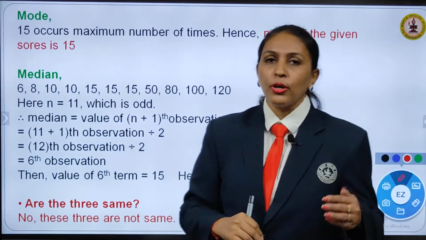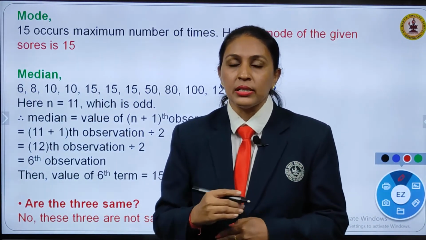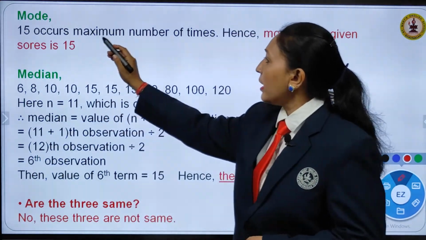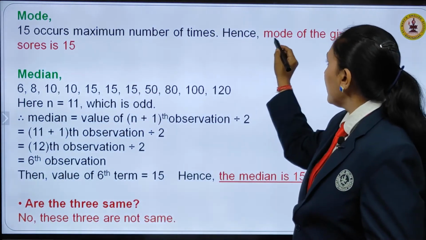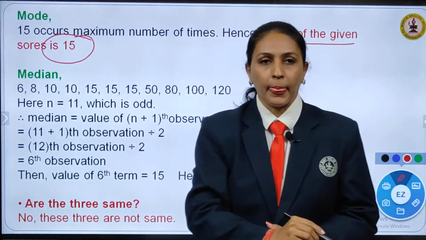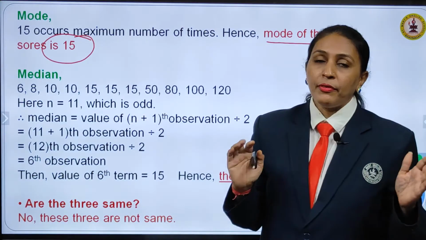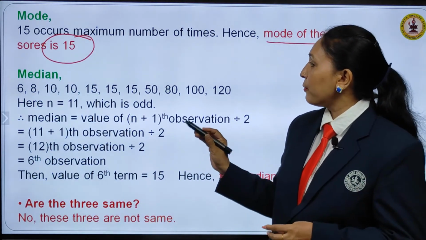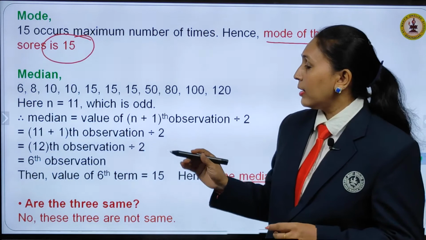Mode. Children, as I told you, mode is the observation that occurs more number of times. Yes, the 15 occurs maximum number of times, hence the mode of the given score is 15. Okay. Now, after finding mode, we will find median. To find the median, children, first we have to find the number of observations is odd or even. Here the number of observations n is equal to 11. That means it is odd, right? You can see here n which is odd.